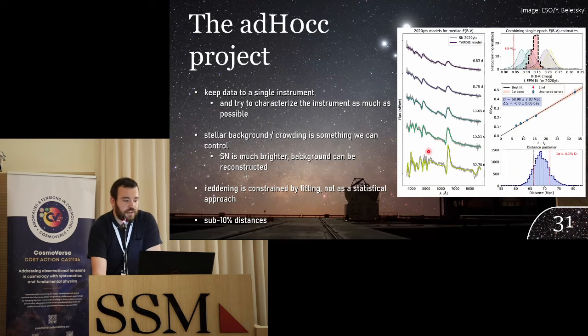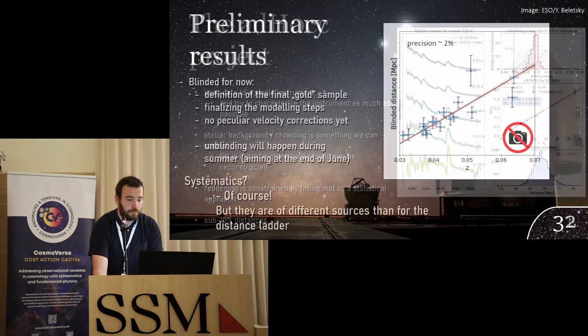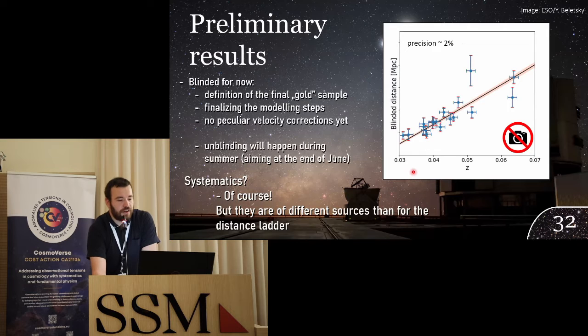Our advantage is that we are not constrained by the stellar background or crowding. This is something we can control and reconstruct and measure. We can also measure our reddening separately based on the spectral modeling, so this is not determined based on a statistical approach. And we can also obtain sub 10% distances for each of our supernovae, which allows us to get a very high precision measurement. And this is where we are standing right now.